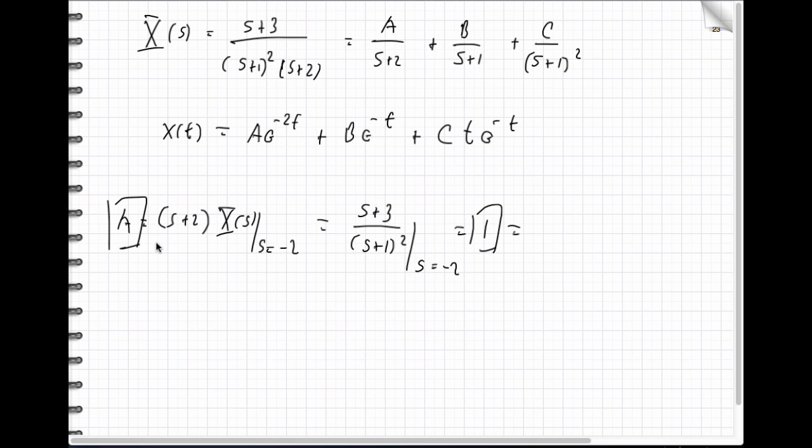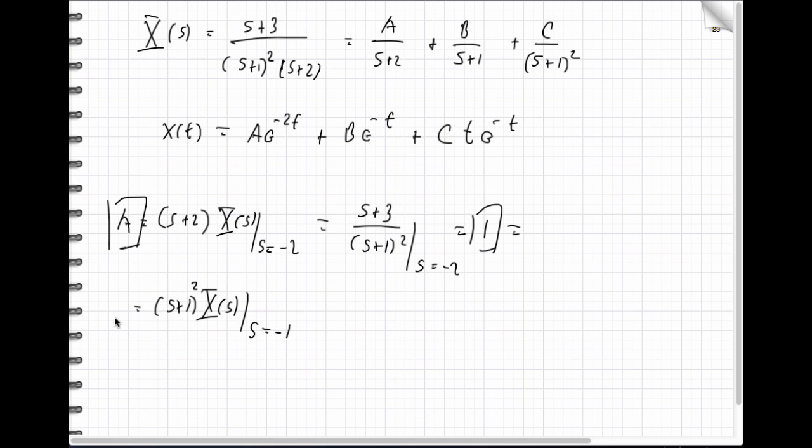Now, b and c, the question is, can I do the same? What happens if I try to find b equals s plus 1 times x of s, evaluated at s equals minus 1? Watch what happens. This will go to 0. This will be b. But what happens here? You only cancel one of these s's, and that leaves you an infinity, because when you plug in s equals minus 1, that's 0, or undefined if you want to say that. So that doesn't work. But guess what does work? What does work is if I multiply by the highest order. This is the only one that'll work that way.